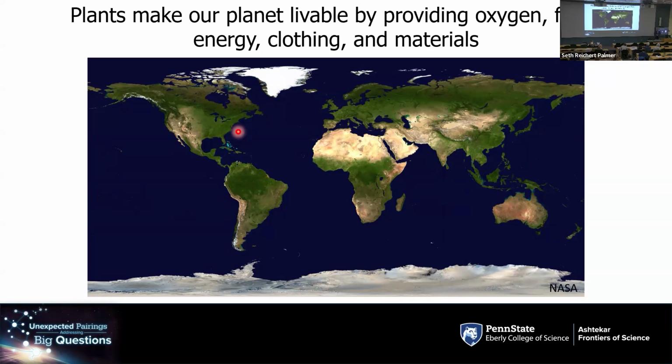It ends up being about 900 billion tons. So almost 1 trillion tons of biomass is embodied in plants. It's a huge amount of resource.